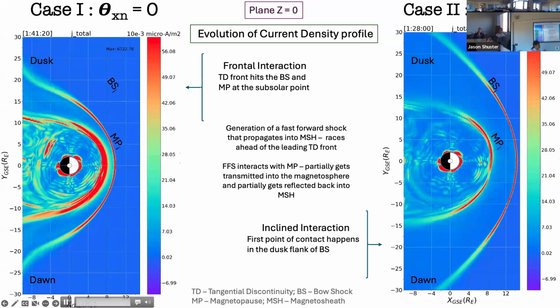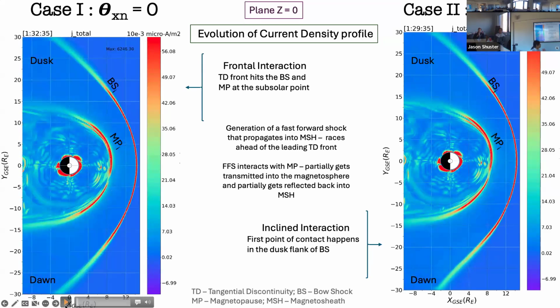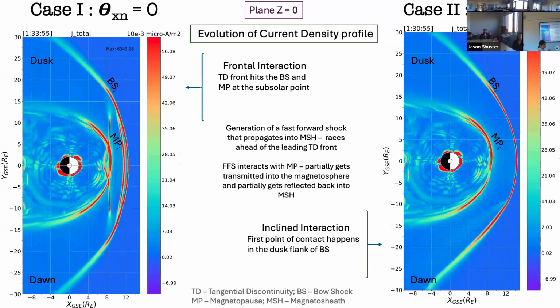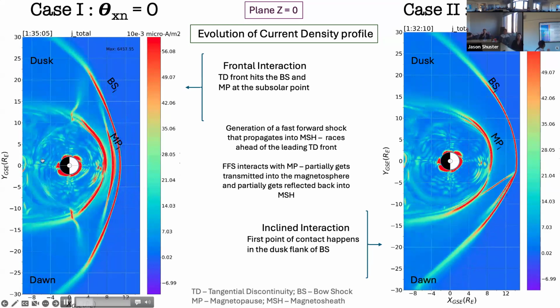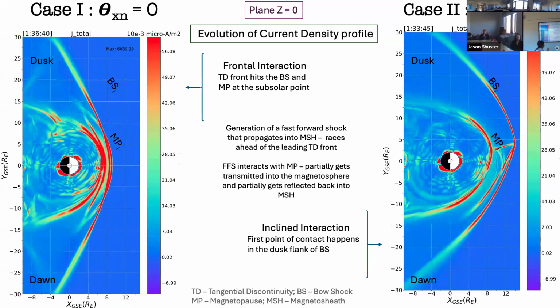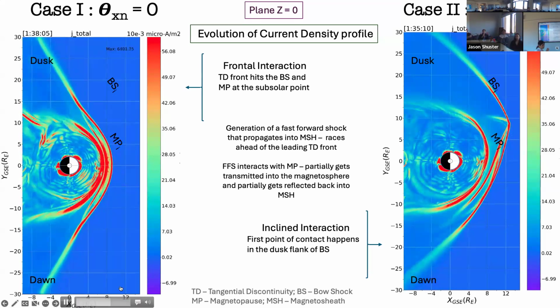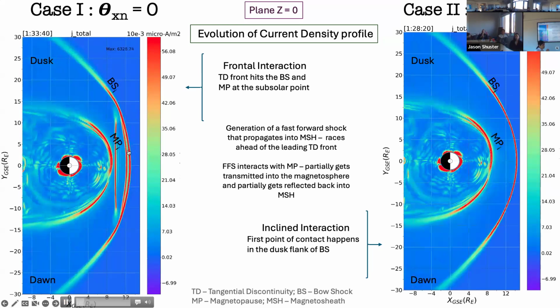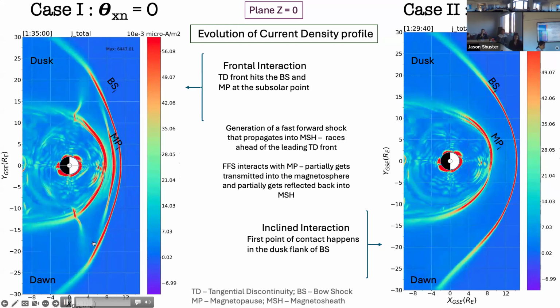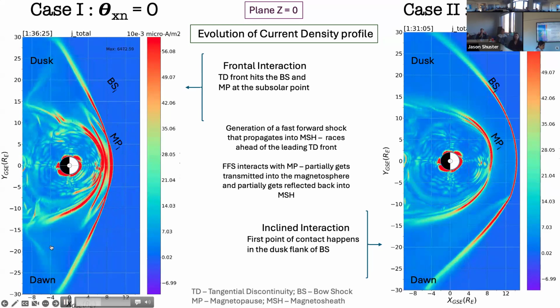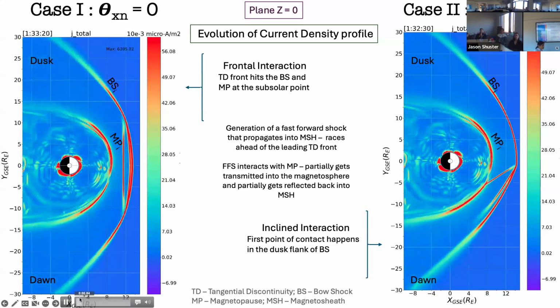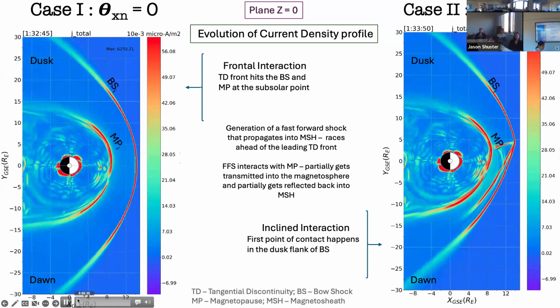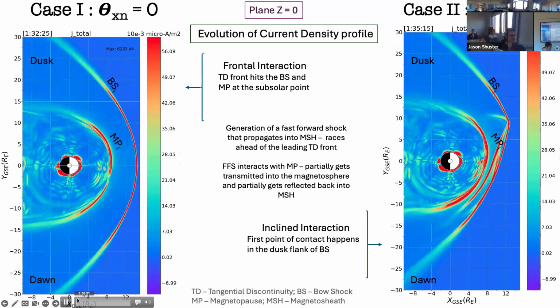So that's what happens. Let me replay this. So this is the video. In this video, if we see, this was the initial bow shock boundary and the initial magnetopause boundary. As soon as it happens so quickly, sorry, I should have.